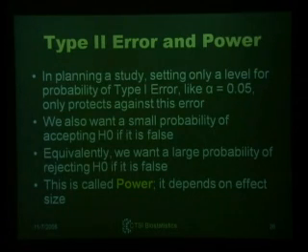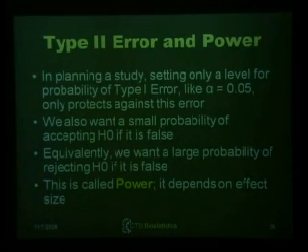In planning a study, this type 2 error business is actually more important. And typically we talk in terms of power rather than type 2 error, and you'll see why in a minute. That's when it is important. So what you want to do is set the probability of type 1 error, let's say at 0.05. And then we also want a small probability of not rejecting the null hypothesis if it is false. Equivalently, we want a large probability of rejecting the null hypothesis if it is false.